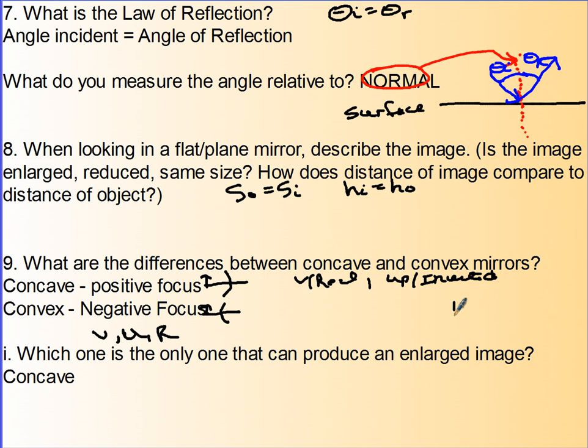It could be real, or actually it could be virtual as well. Or you know what? You might have no image. All of this is for concave. Now, which one is the only one that can produce an enlarged image? Of course, that's concave.